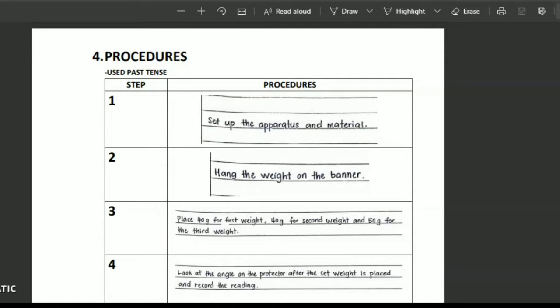Assalamualaikum. My name is AMIRA NADHILAH. So for today, I will explain about procedures, table, and calculation for Lab 3, which is equilibrium.